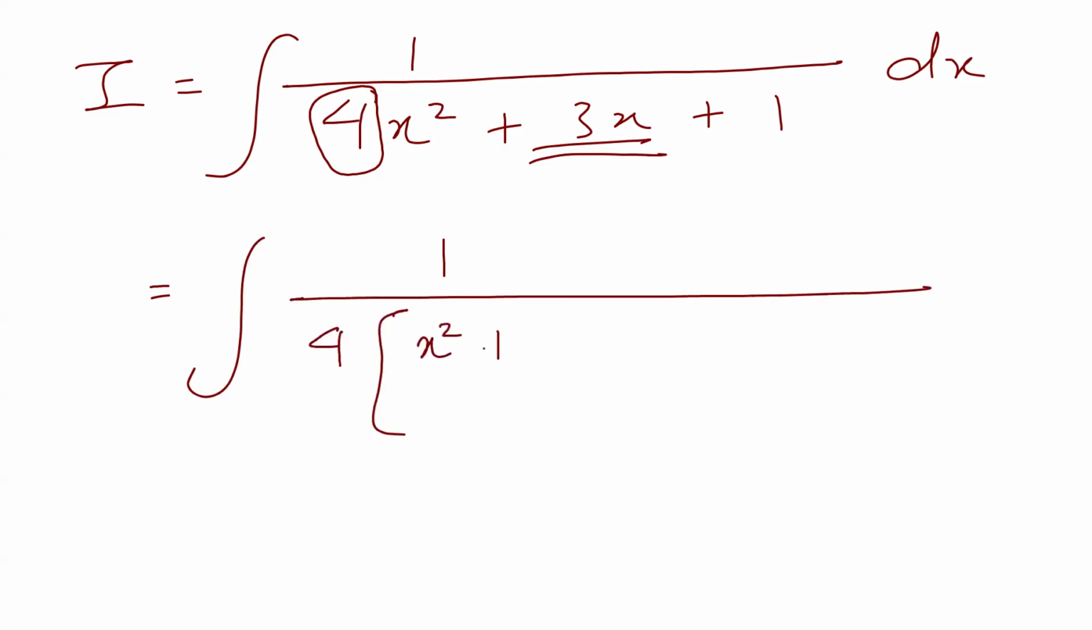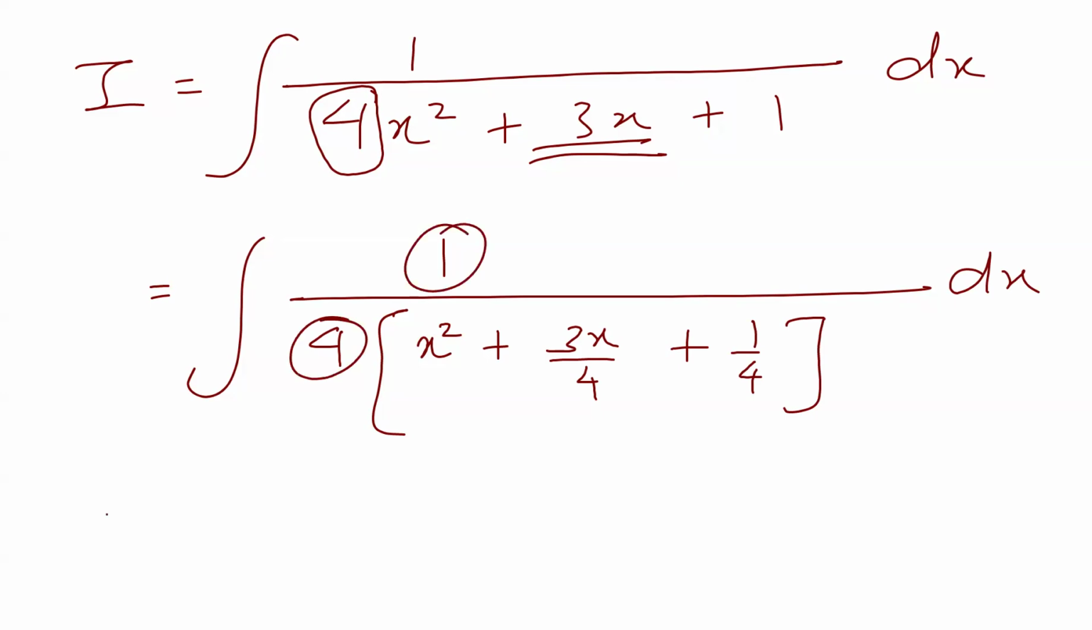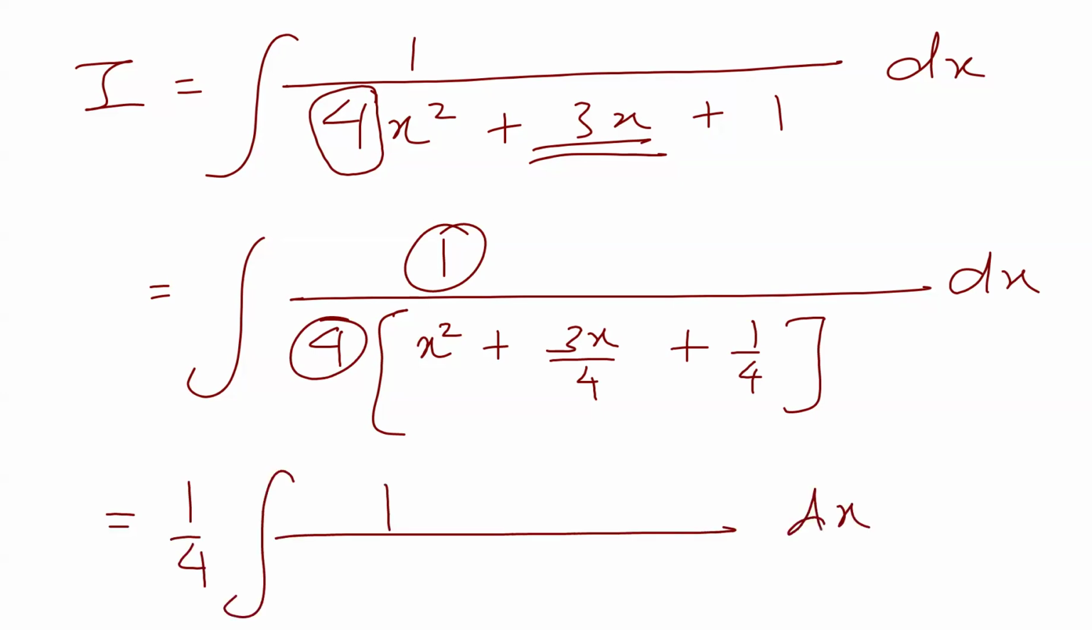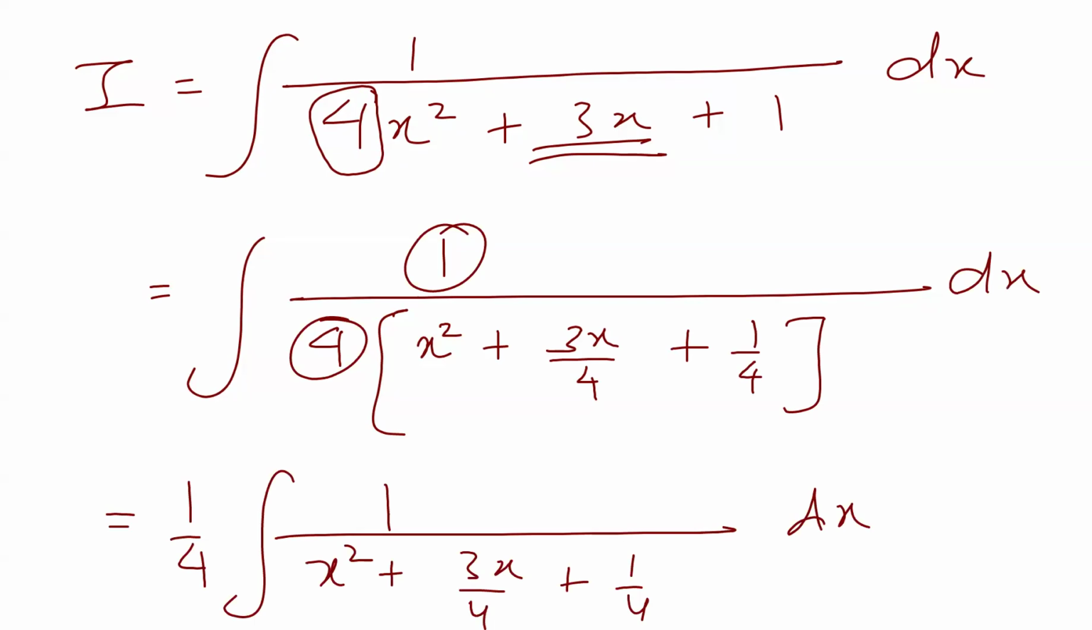4x square plus 3x by 4 plus 1 by 4. So when you take 4 common, 3 does not have 4, so we have to place that 4 down beneath 3. 1 does not have 4, so we have to place 4 down beneath 1. So this 1 upon 4 we can take outside. And the equation is integration of x square plus 3x by 4 plus 1 by 4.